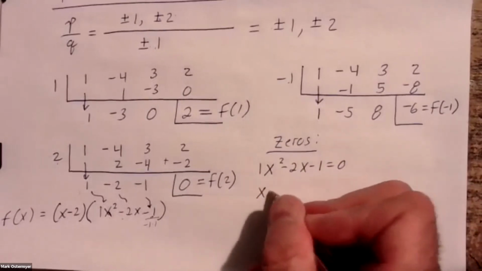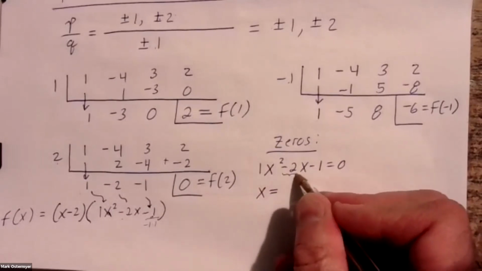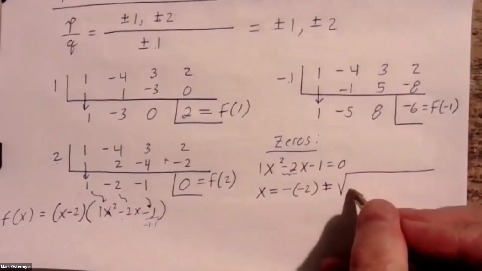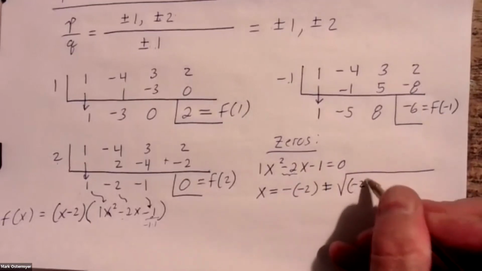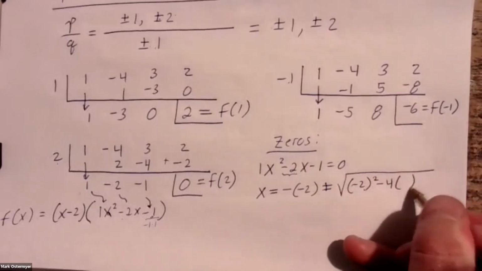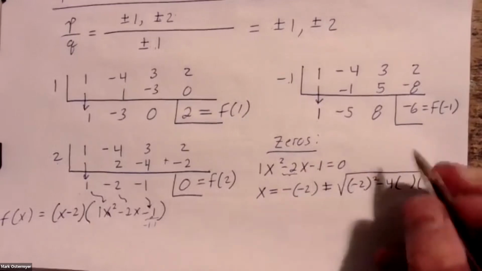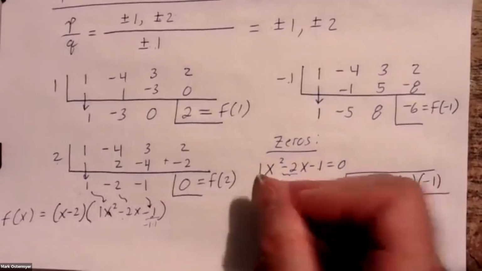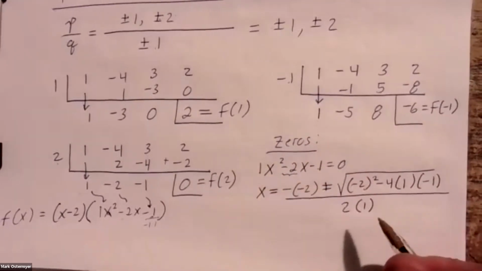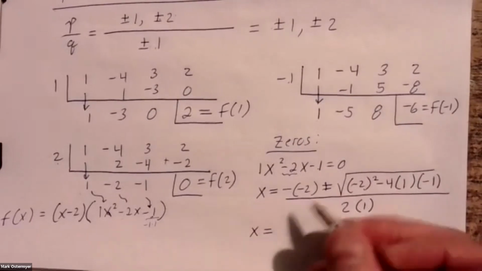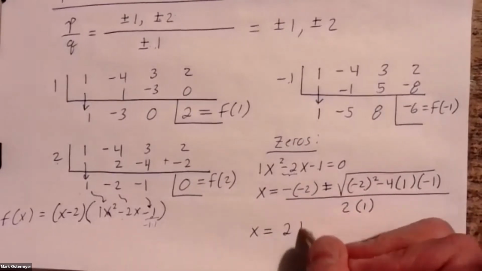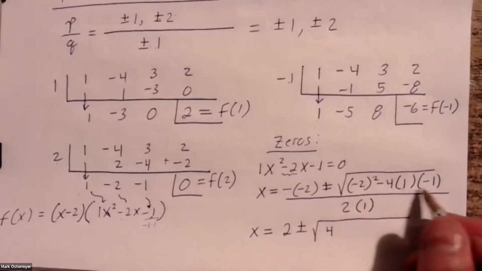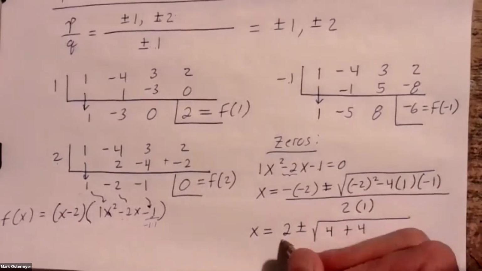All right, so x is equal to -b. What's my b? -2. So the opposite of -2, plus or minus the square root of b squared, which is -2 squared, minus 4 times a being 1 and c being -1. And that's all divided by 2 times a being 1. Ladies and gentlemen, we're going to get our other 2 zeros by solving this quadratic formula here. So we got 2 plus or minus the square root of, this is going to be 4 minus 4 times 1 is -4 times -1 is +4, over 2.